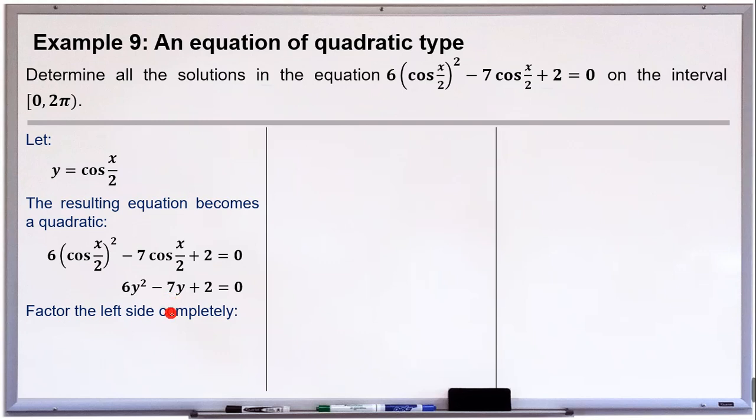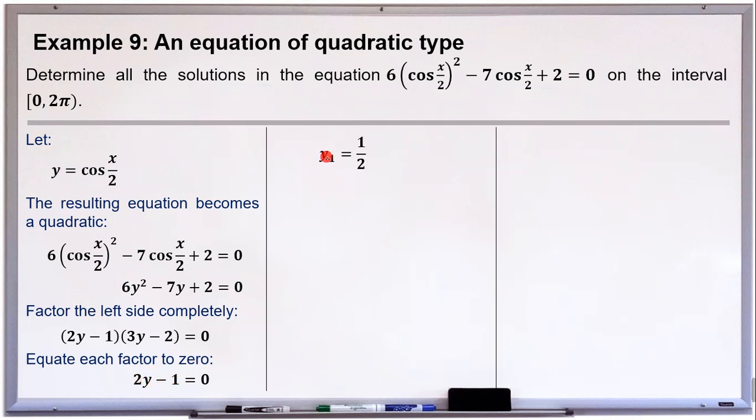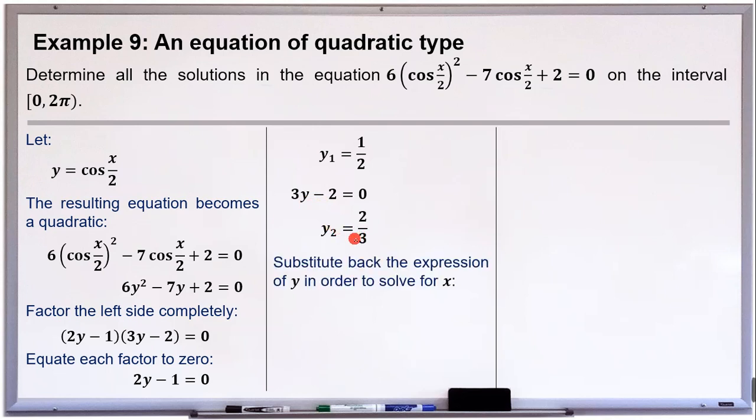So we'll factor the left side completely. The factors are 2y minus 1 and 3y minus 2 equals 0. Then equate each factor to 0. Starting with the first factor, 2y minus 1 equals 0, we have our first value of y equal to 1 half. For the second factor, 3y minus 2 equals 0, we have our second value of y equal to 2/3.